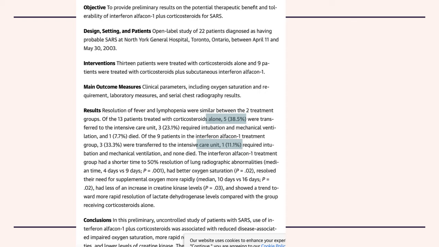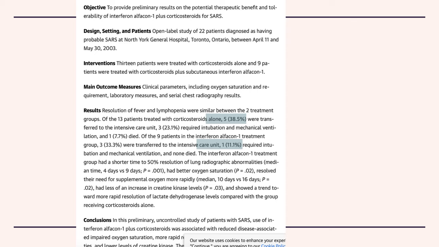This study was again done on 22 patients in Canada between April 11 and May 30 of 2003, in patients infected with SARS. They tried to look for a positive outcome for the patients, and they found that the combined use of steroids plus interferon had 3 main positive outcomes.